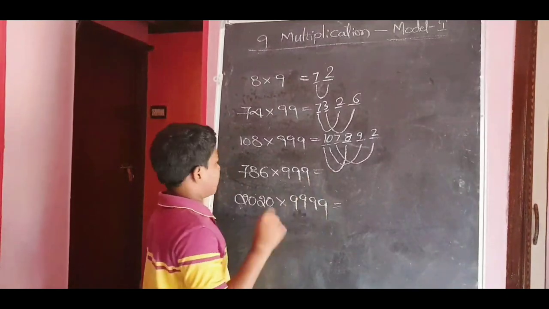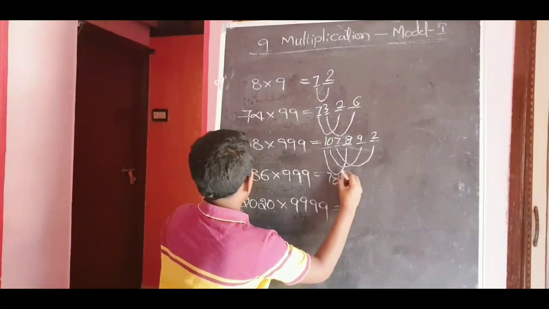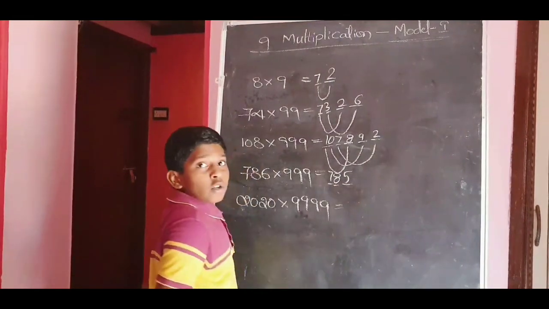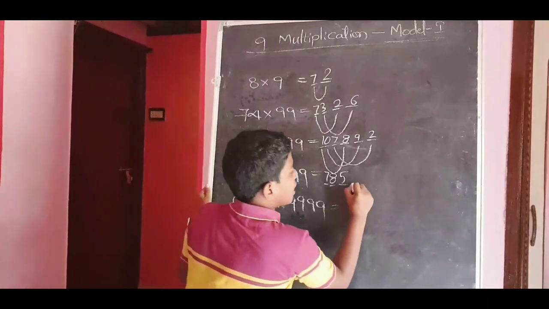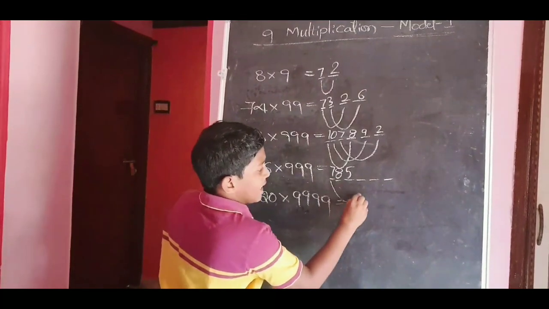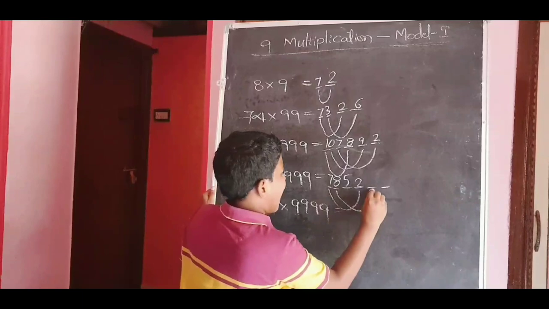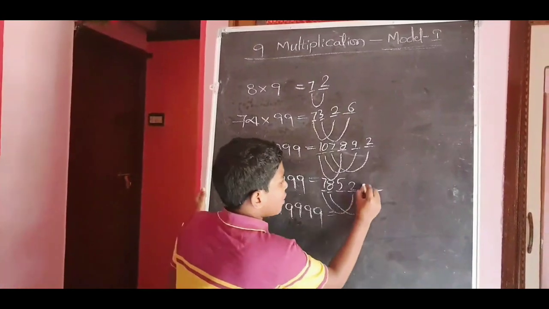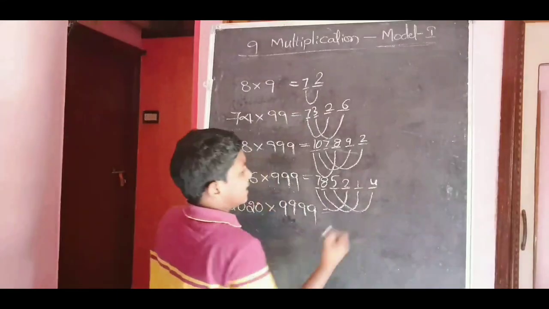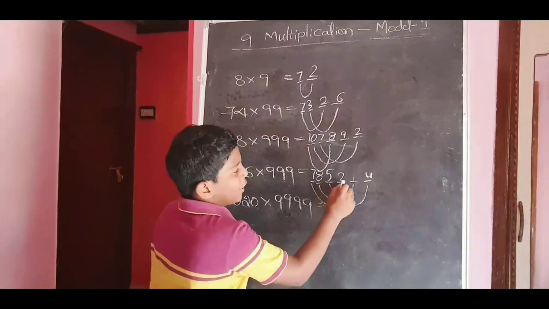786 into 999. Do minus 1: 785. We have 3 digits. To get the answer, we should take another 3 digits. For 7, add 2 to get the 9. For 8, add 1 to get the 9. For 5, add 4 to get the 9. The answer is 785214.